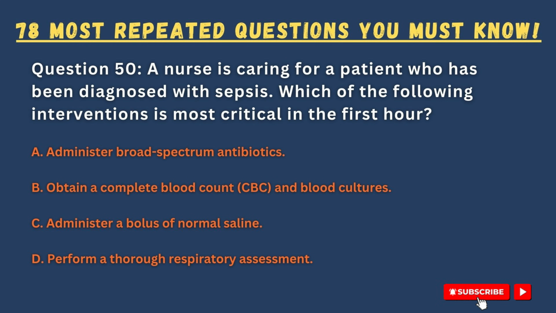Question 50. A nurse is caring for a patient who has been diagnosed with sepsis. Which of the following interventions is most critical in the first hour? A. Administer broad-spectrum antibiotics. B. Obtain a complete blood count, CBC, and blood cultures. C. Administer a bolus of normal saline. D. Perform a thorough respiratory assessment.